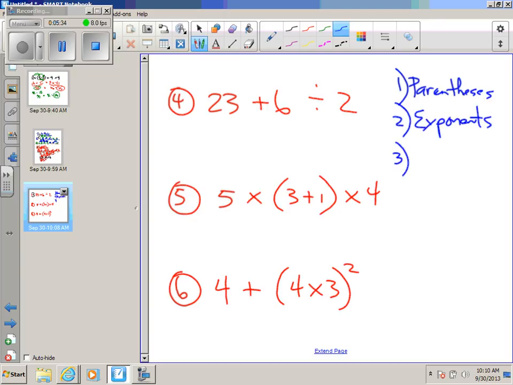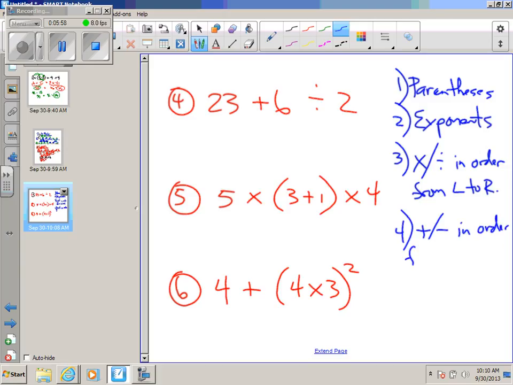exponents. Step 3 is a tricky step. What is it? Yes. Multiply, divide in order from left to right. Step 4 is very similar. Add, subtract in order from left to right. So if you want to make sure you get those down in your notes, that's great. There they are. There's an opportunity for you.